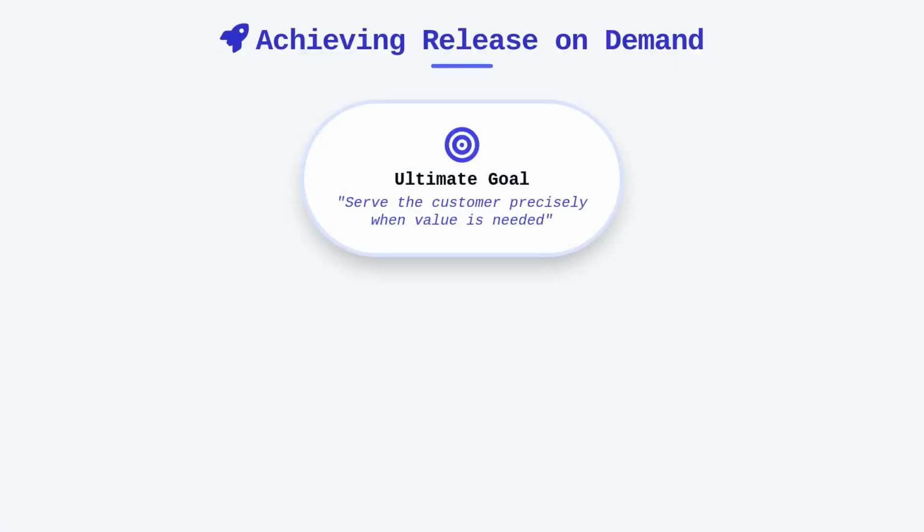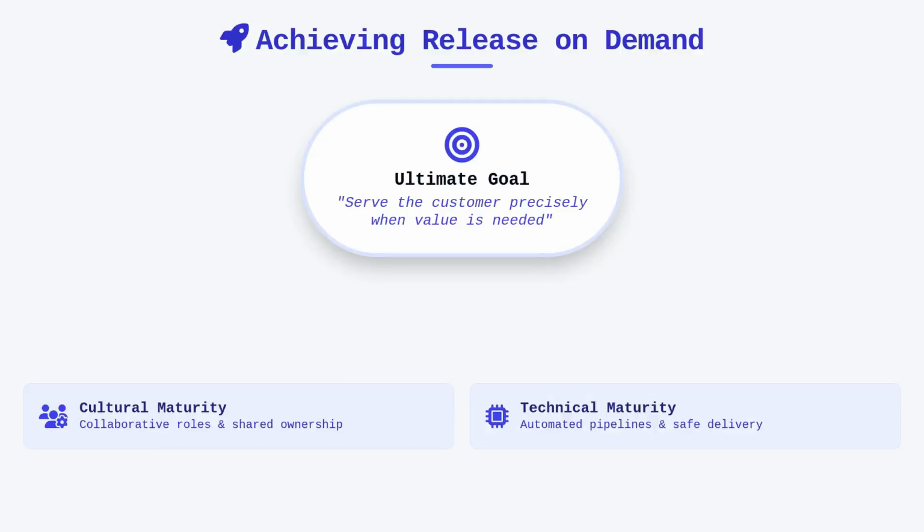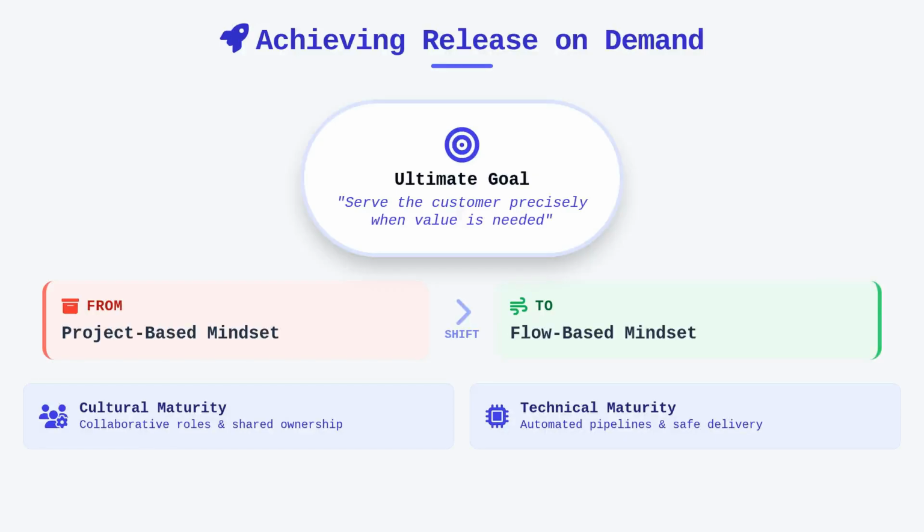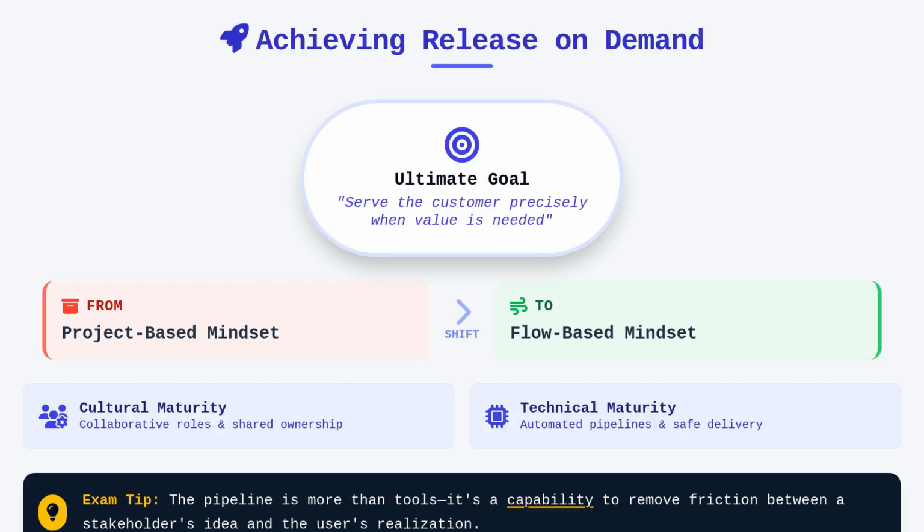Ultimately, the goal of this pipeline is to achieve release on demand, which means the business has the capability to serve the customer precisely when that value is needed. It necessitates maturity in both cultural and technical practices, ensuring that the organization can shift from a project-based mindset to a flow-based mindset. When you see this on the exam, remember that the pipeline is not just about tools or software, but about the capability to deliver value reliably and safely.